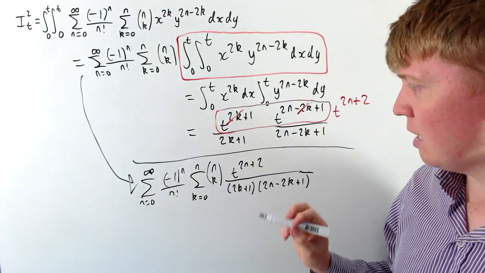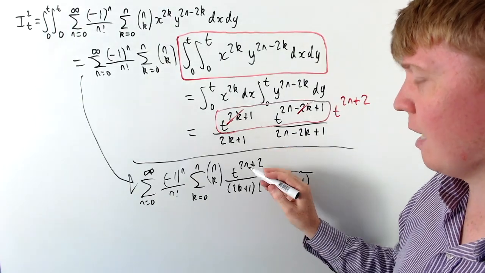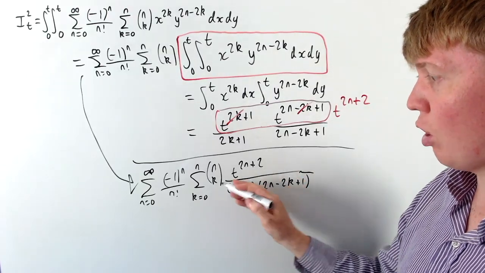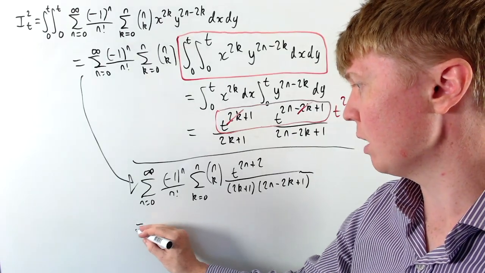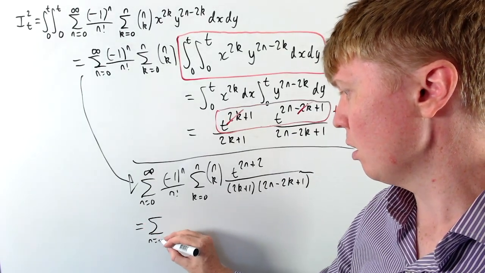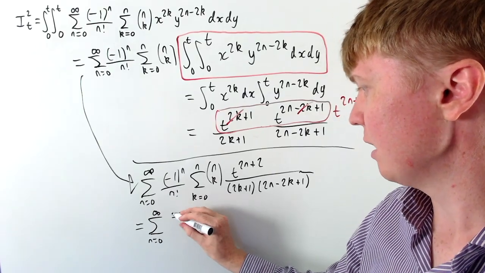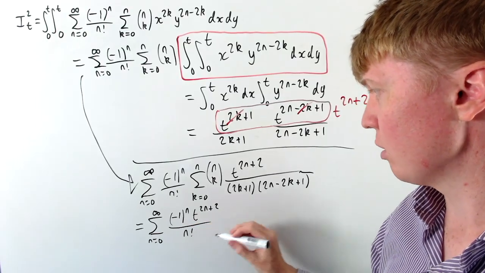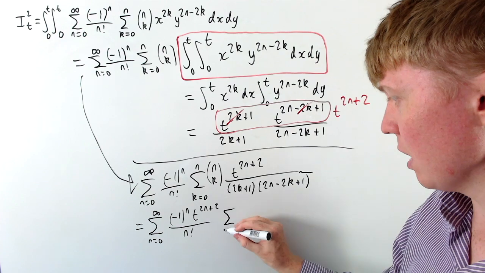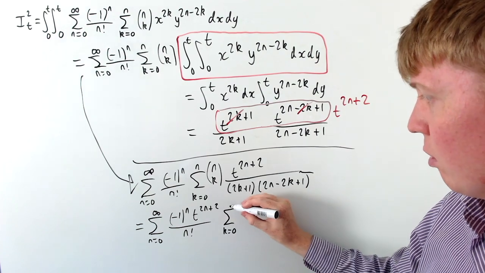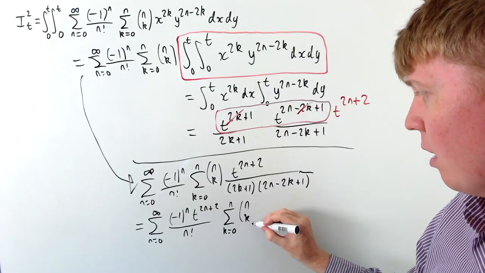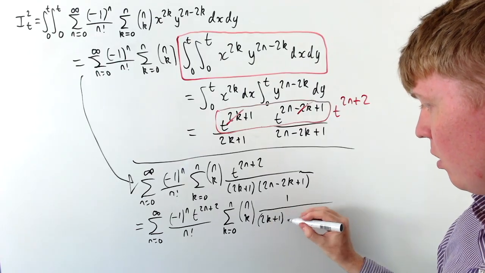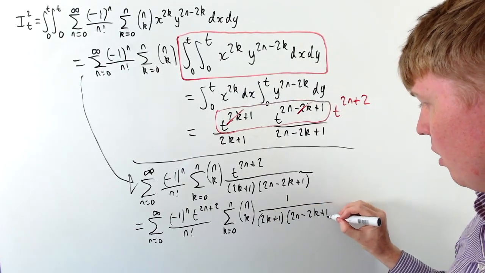Here you can see this t to the 2n plus 2 doesn't actually depend on k, so we can take this outside of our sum from k equals 0 up to n. This is just a constant for all of our different values of k. So we can rewrite the whole sum with everything to do with n on the outside: negative 1 to the n times t to the 2n plus 2 over n factorial. The next thing we'll deal with is the sum of all of our k terms, going from k equals 0 to n of n choose k, then 1 over 2k plus 1 times 2n minus 2k plus 1.